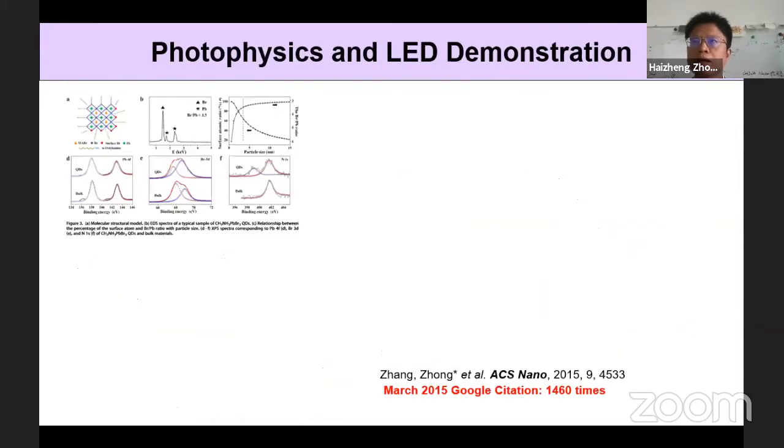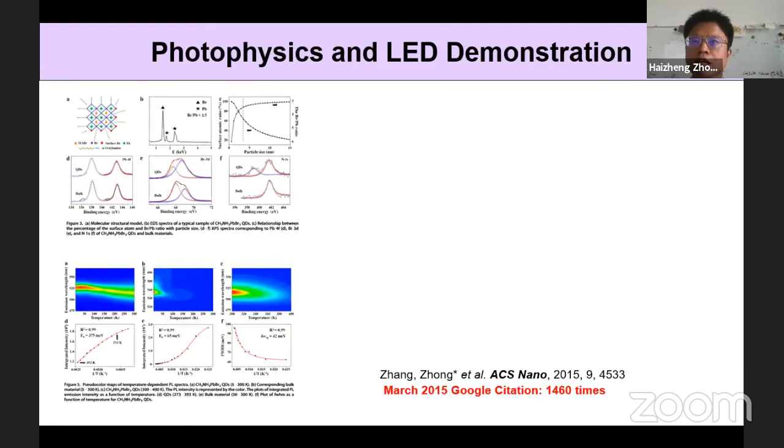We also spent time to investigate the surface properties, because for most QDs, the surface determines the PL properties. The results show that these QDs have a well-passivated surface, and we also investigated the temperature-dependent PL. Interestingly, perovskite quantum dots can show very high PL intensity even at a high temperature of 120 degrees.